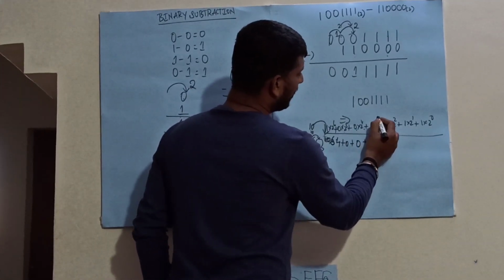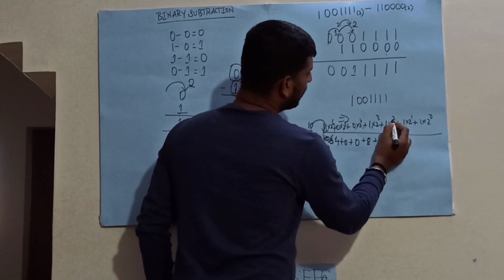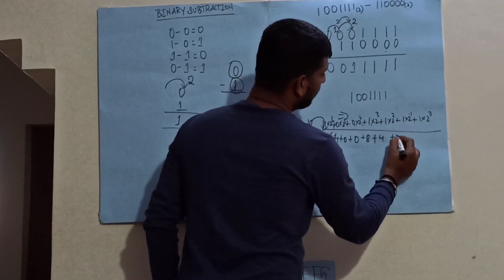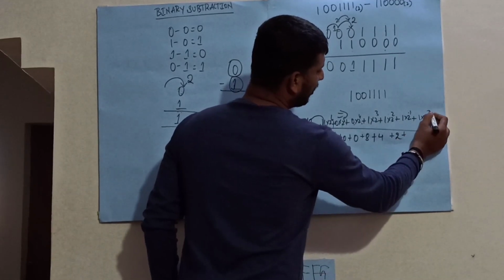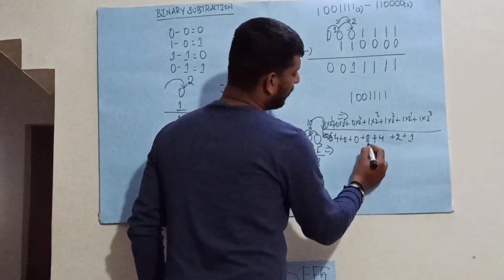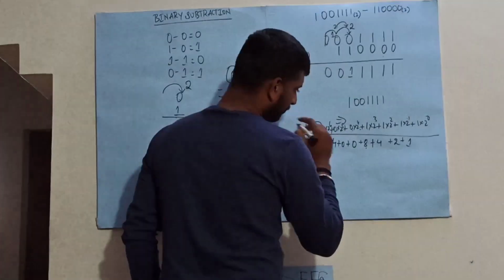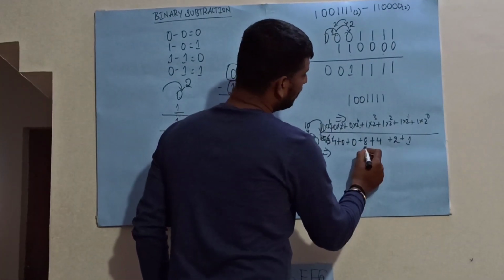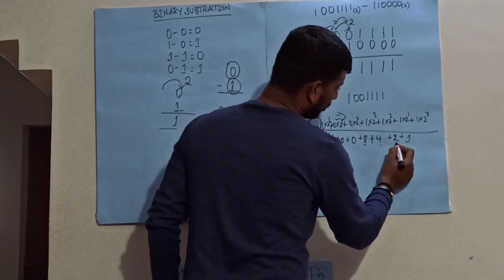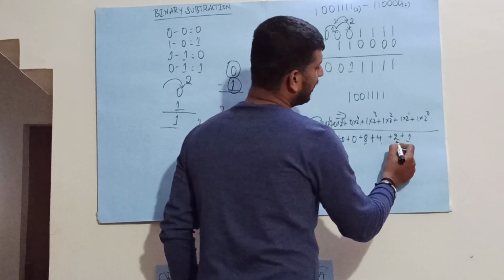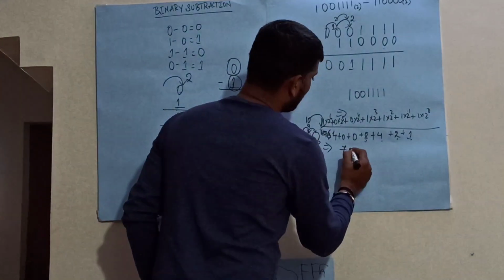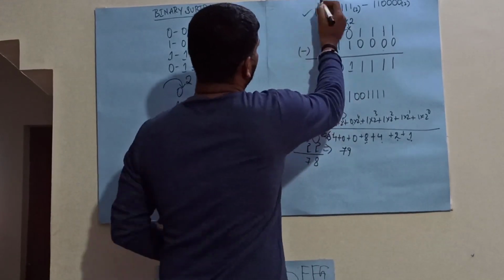Plus 2 to the power of 3 is nothing but 8. 2 to the power of 2 is nothing but 4. 2 to the power of 1 is nothing but 2. 2 to the power of 0 is nothing but 1. Now I will add all these values. 64 plus 8 is nothing but 72. 72 plus 4, 76. 76 plus 2 is nothing but 78. 78 plus 1 is nothing but 79. So this value is nothing but 79.